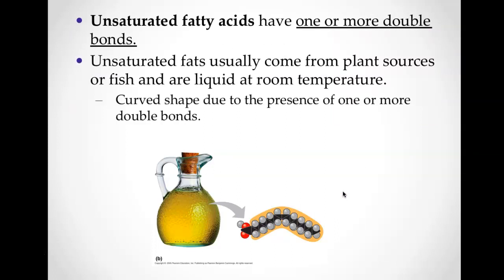Unsaturated fatty acids have 1 or more double bond between 2 carbons. And so when they have 1 or more double bond between 2 carbons, it causes the tail to bend or kink. We call it kinking, K-I-N-K. So the tail bends or kinks because there's a double bond between carbons.